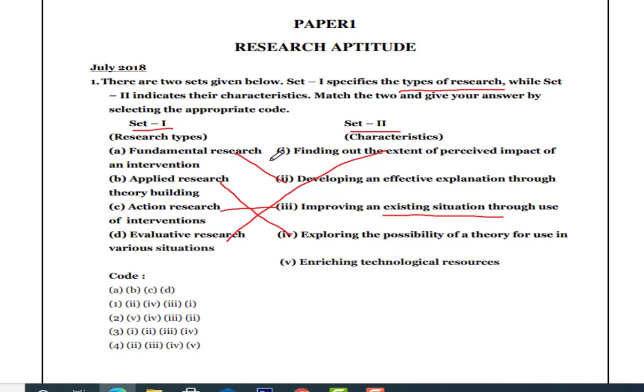So fundamental research is developing an effective explanation through theory building. So the first option is 2. So you can remove this 2 and 3. And then applied research: we are exploring the possibility of a theory for use in various situations. Yes, so option 1 is the correct answer. Anyway, we can check the other things. Action research, improving an existing situation through the use of intervention, and then evaluative research, finding out the extent of perceived impact of an intervention.